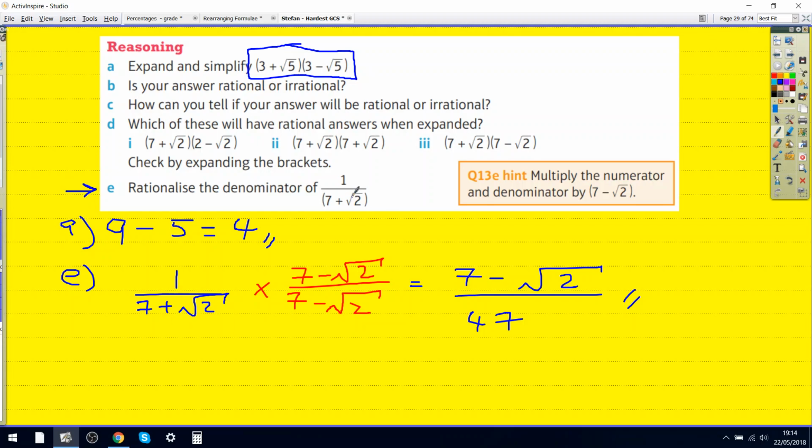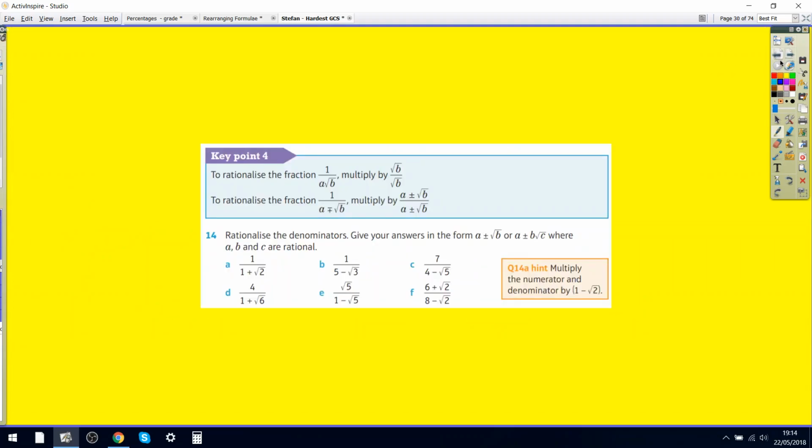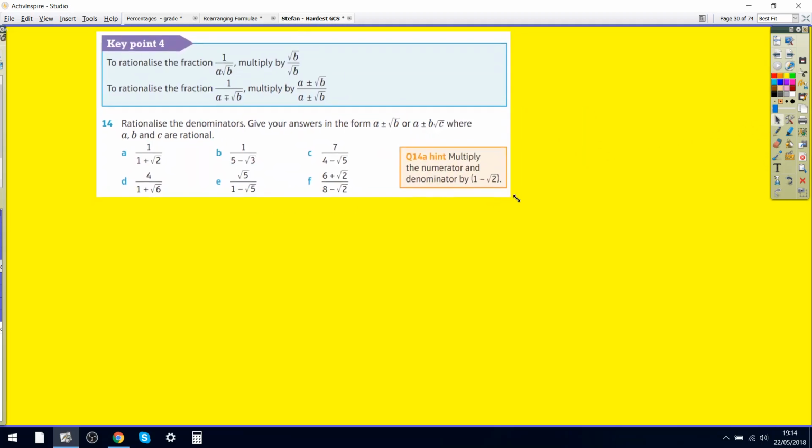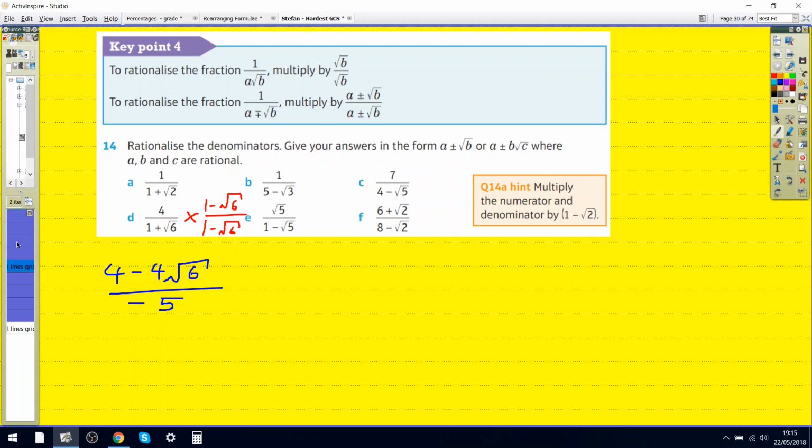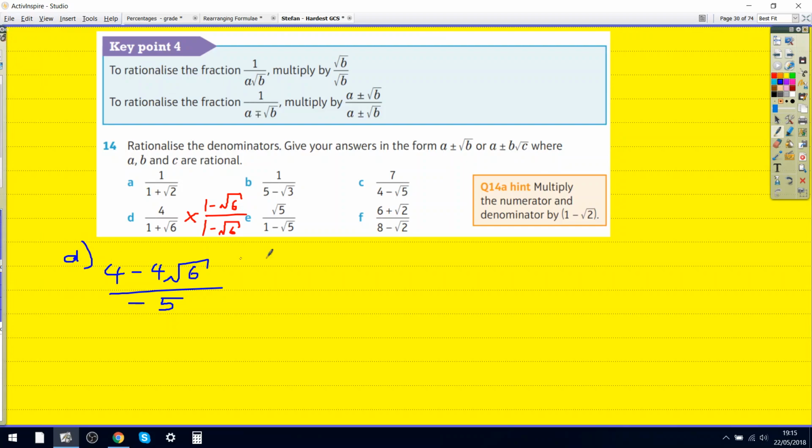No, that's good. And so to rationalize the denominator, if you have a number plus a third, you do difference of 2 squares. Yeah. So what would you multiply by for question D? Question D. Okay, so we'd use the same sort of principle. So 4 over 1 plus root 6 times 1 minus root 6 over 1 minus root 6. What would you get? So that would be 4 minus 4 root 6 over 1 minus 6, which is over minus 5. Well done. And how about the last one, F? So that is, you'd have to multiply that by 8 plus root 2, so I'll just do that now. So 8 minus root 2.